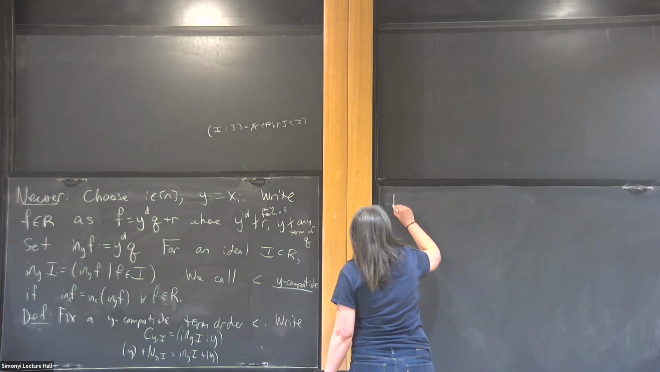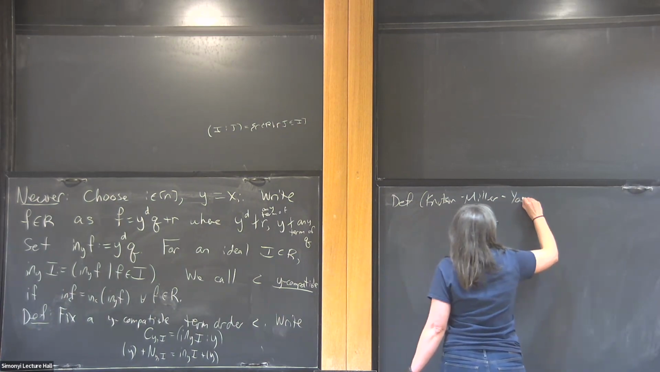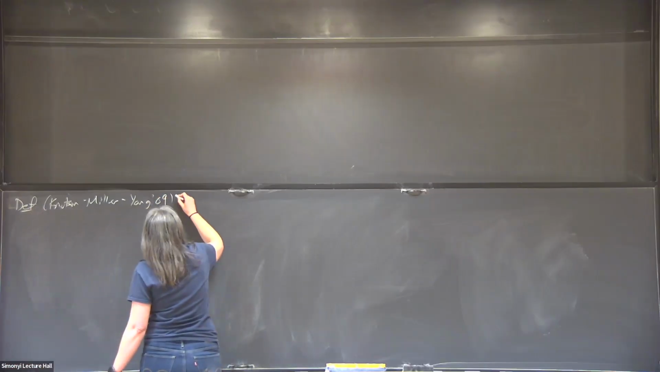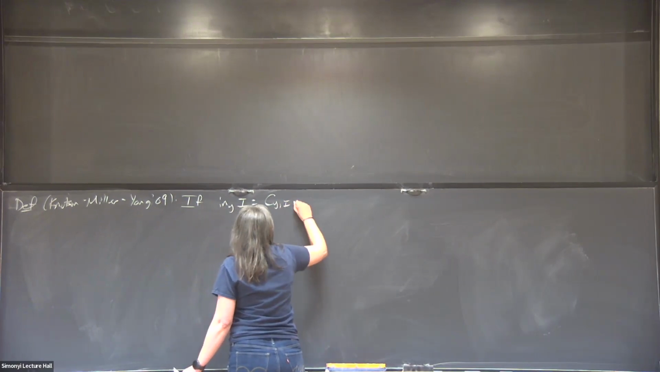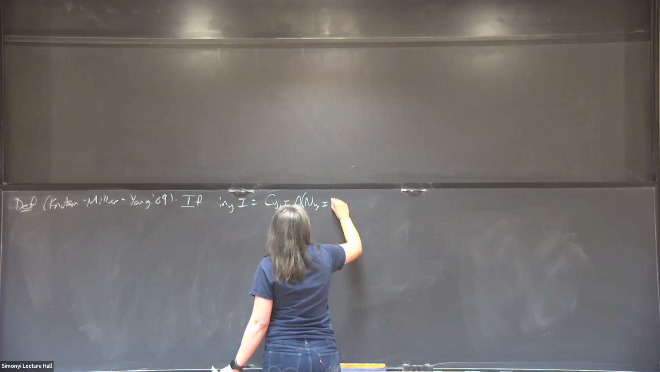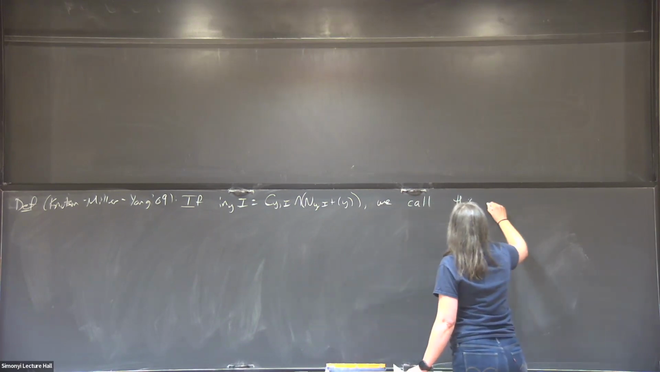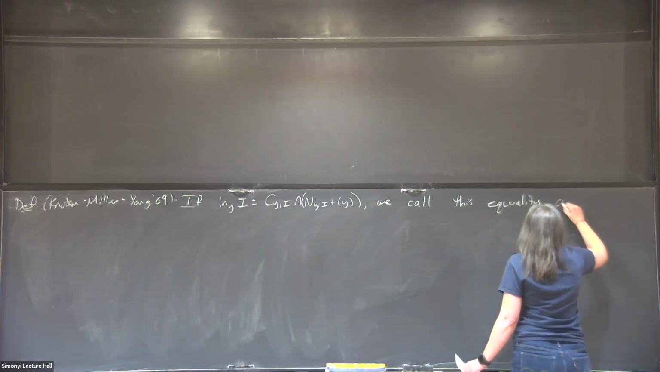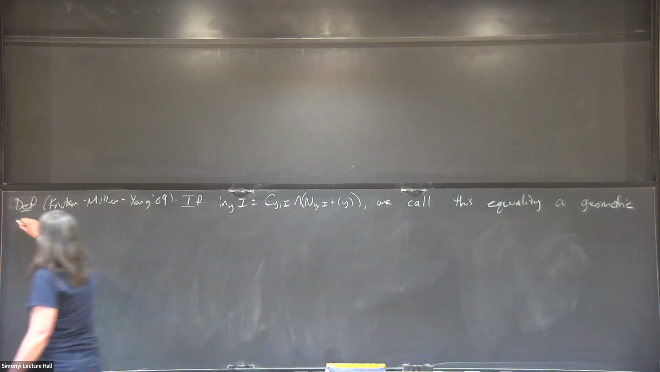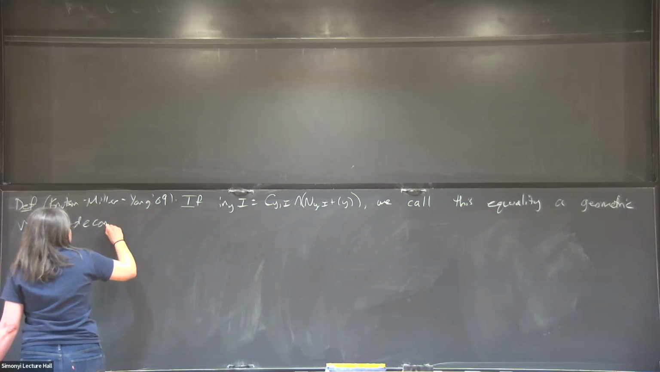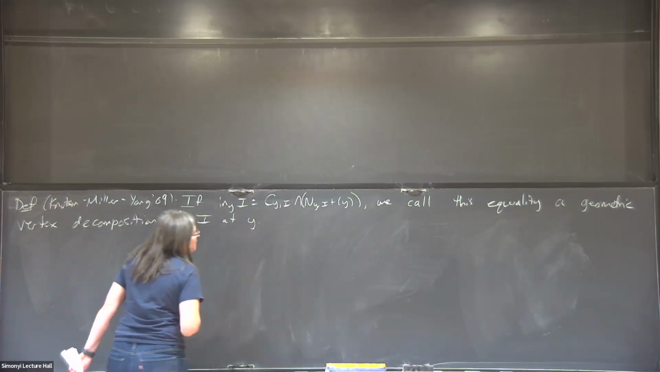Okay, so if in_y(I) is equal to C_y(I) intersect (N_y(I) + y), we call this equality a geometric vertex decomposition of I at y.